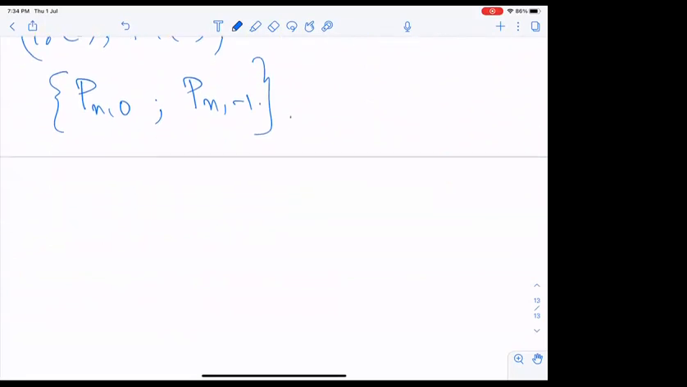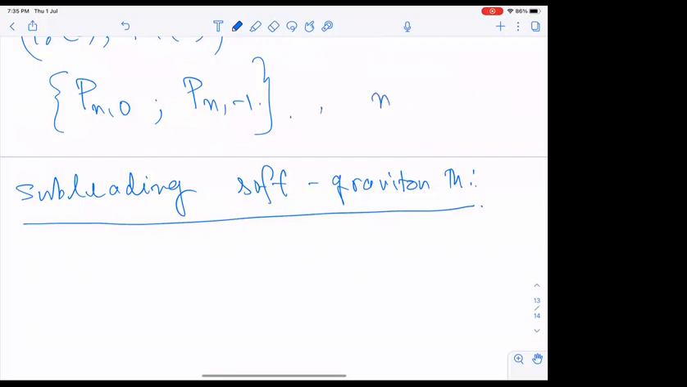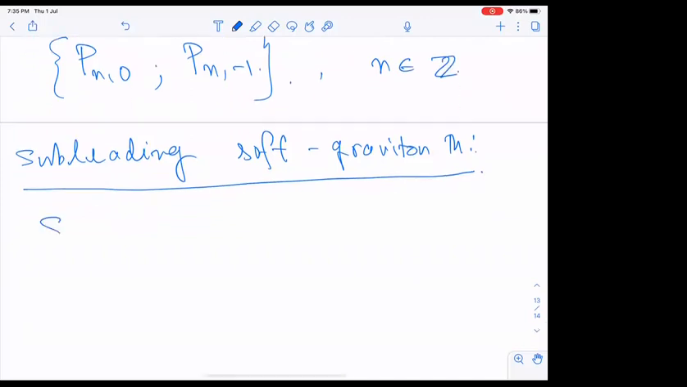And similarly, you can do the same thing with the subleading soft graviton theorem. In fact, you can get these. In these modes, n runs from 0 to infinity. No, n runs from minus infinity to plus infinity, so all integers. Okay. And then you have the subleading soft graviton theorem.